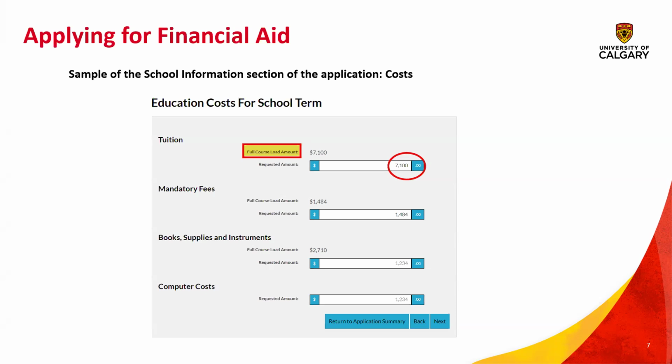In this example, the full course load for tuition is $7,100. So you would enter this amount in the requested amount space. Mandatory fee course load amount, full course load amount in the sample is $1,484. So you need to enter that amount in the space provided. Important to note, different programs will have different full course load amounts in the application. So you will need to enter the amount that you see here once you get to that section.